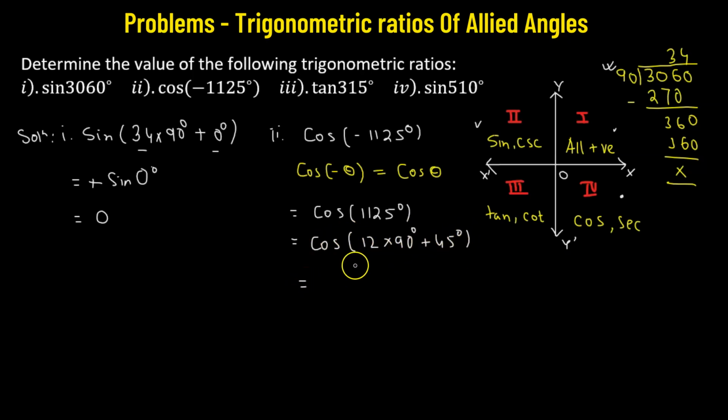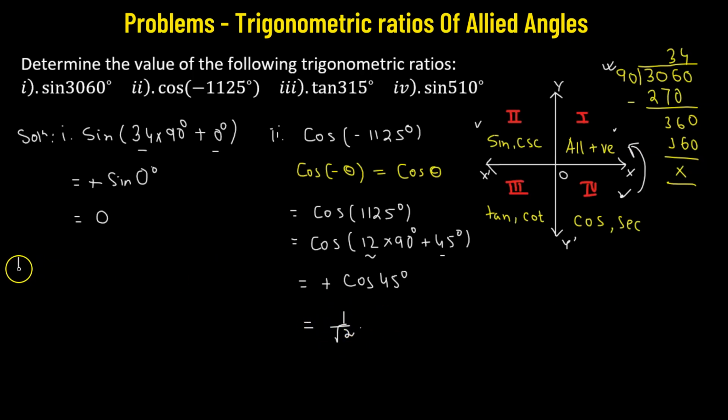Fine. Now we have here an even multiple of 90 degrees. So cosine is going to stay as cosine and the new angle will be simply 45 degrees. Now we'll also have to take care of the sign. So we have 12 times 90. 12 means we're going to lie in the fourth quadrant and we are adding 45 degrees to it, which takes us back to the first quadrant where everything is positive. So our final answer is going to be positive cosine 45 degrees, and that gives us a value 1 over square root of 2. So the second one is done.